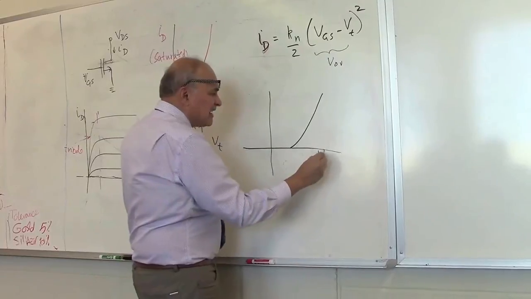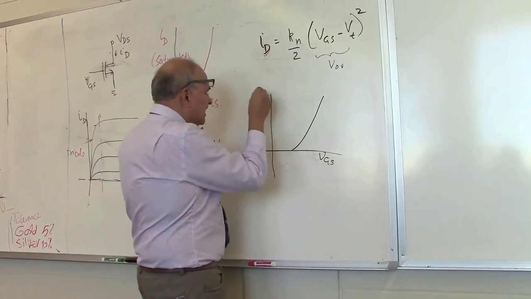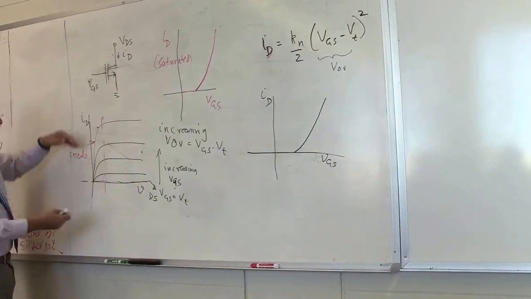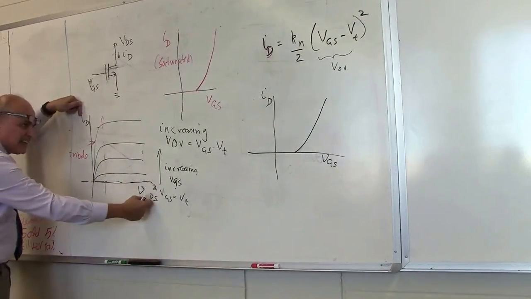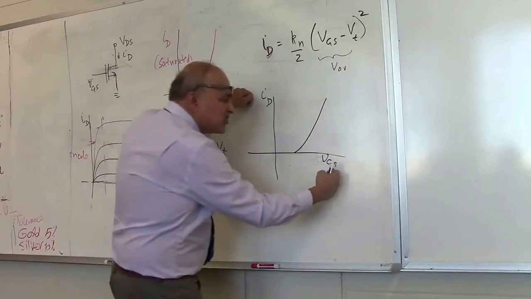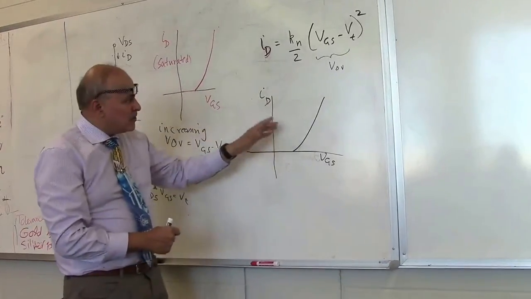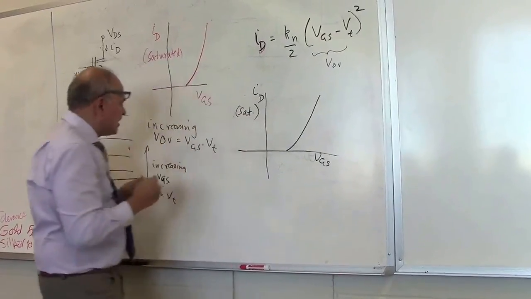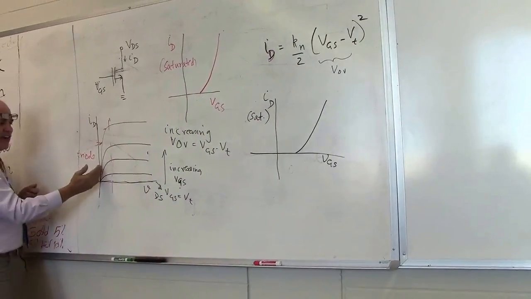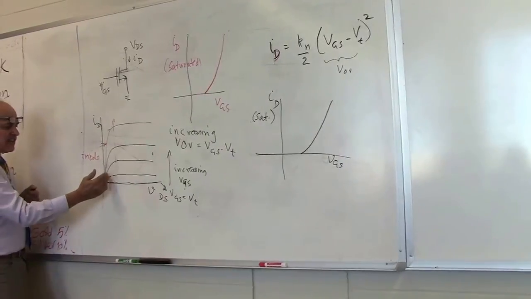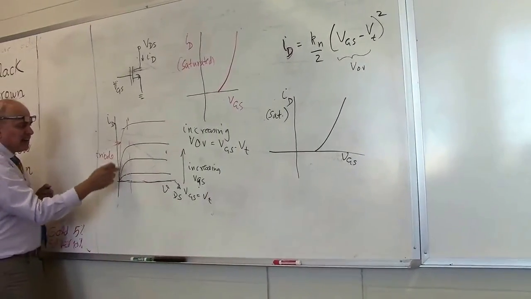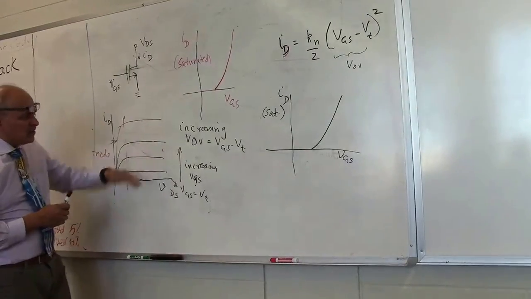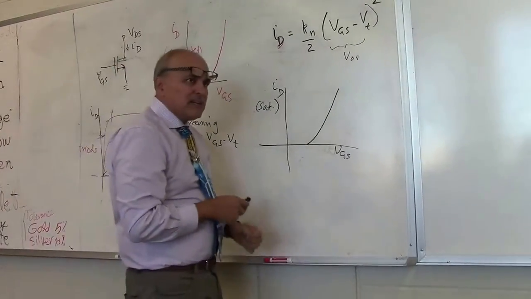Note that this is VGS now and this is ID. By the way, the characteristics are drawn with different X and Y scales. This is ID versus VDS. This is ID versus VGS. And this is only in the saturation region. This is not true in the triode region, because in the triode region, for the same VGS, the ID depends on VDS. It's not a constant current. But in the saturation region, it's a constant current. So this is what we get.